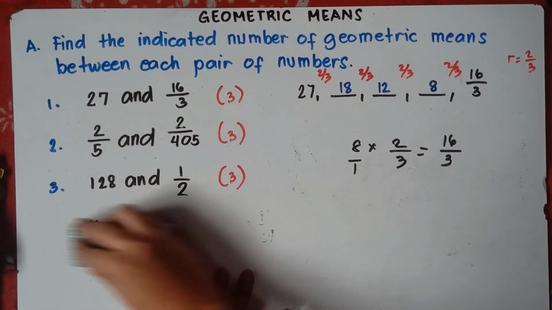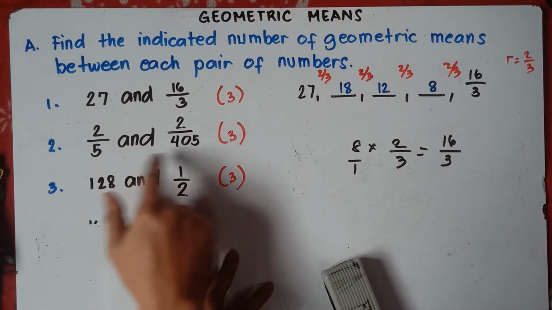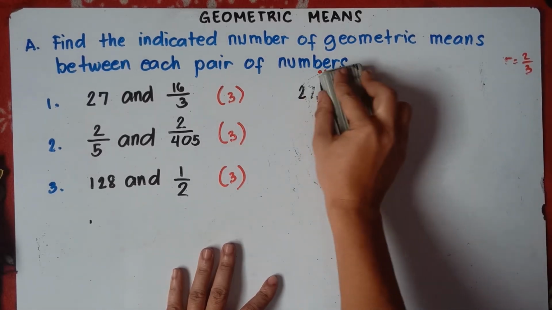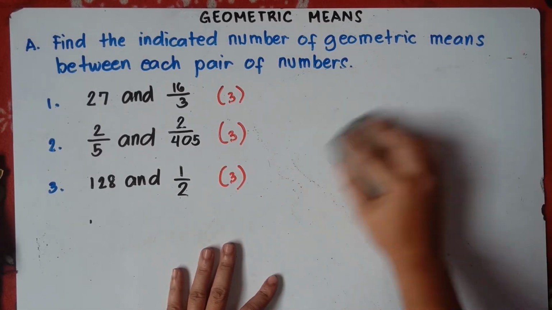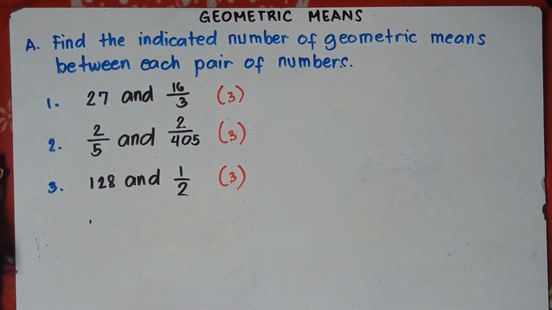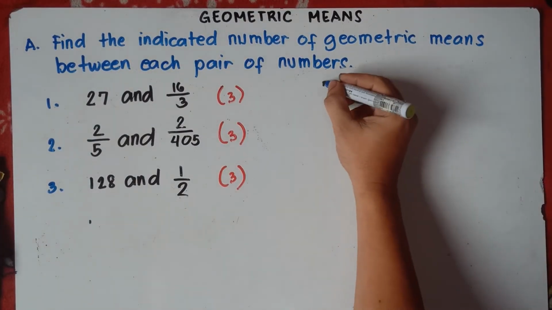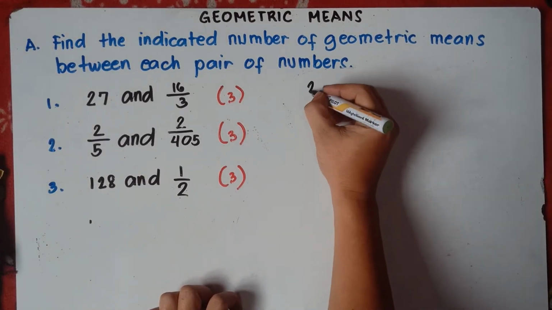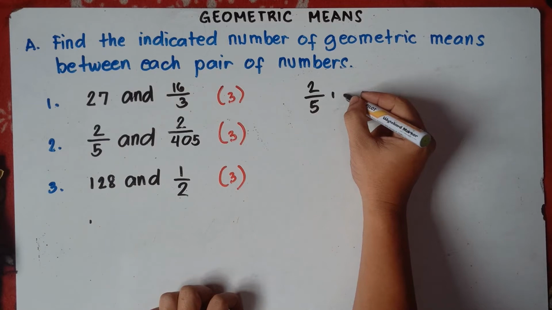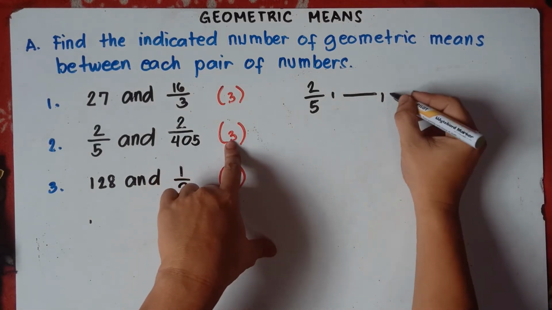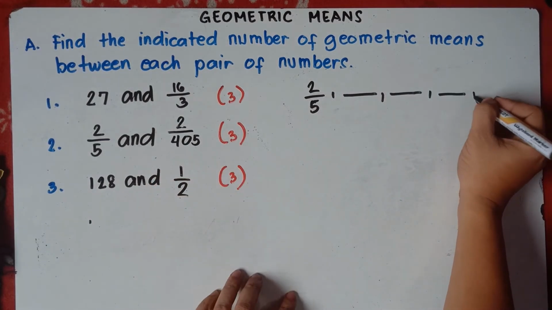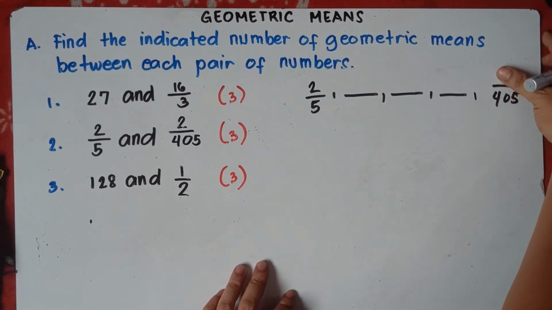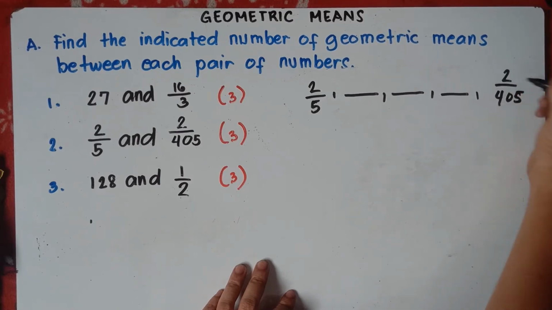Let's try number 2, class. What if the givens are all fractions? Pause the video, class, for number 1 and have your answer there. So let's try number 2. Write the numbers: 2 over 5, then we will be inserting 3 terms between 2 over 5 and 2 over 405.